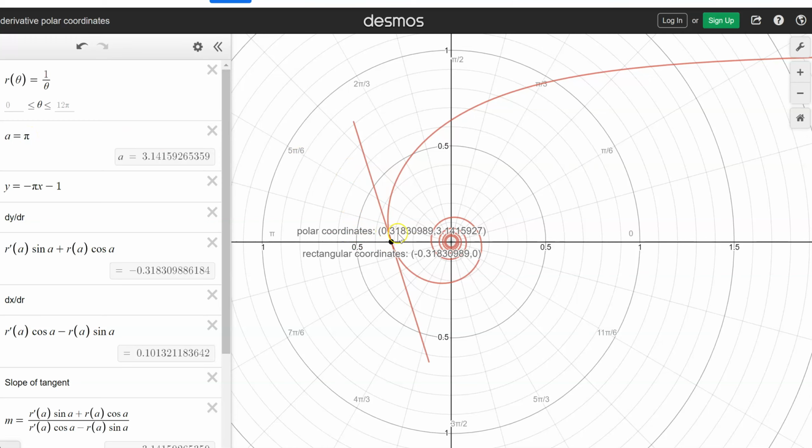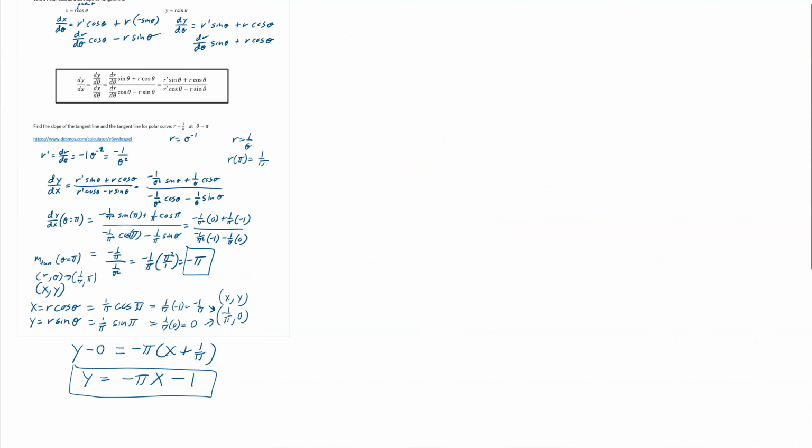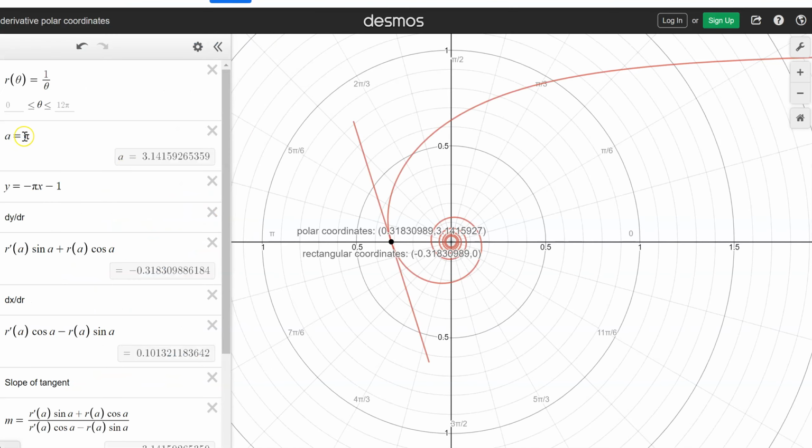So you can see that's our 1 over pi, and then that's our pi. All right, that's our polar coordinate, which gave us the rectangular coordinate of -1 over pi and 0. So just by plugging pi in here, it gives me everything I need. And you can see there's my -1 over pi minus 1. And that is the equation of the tangent.